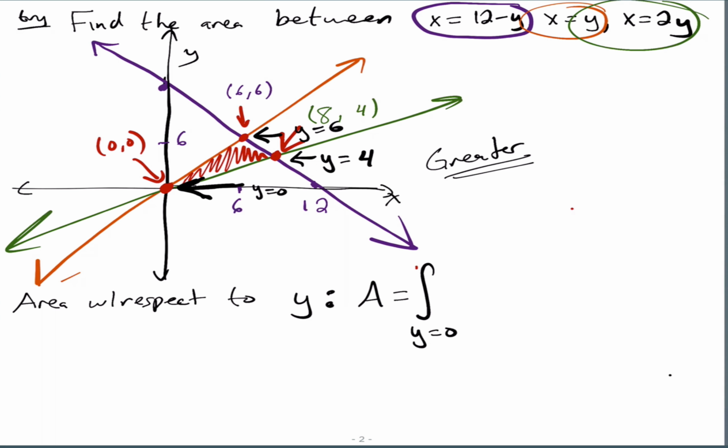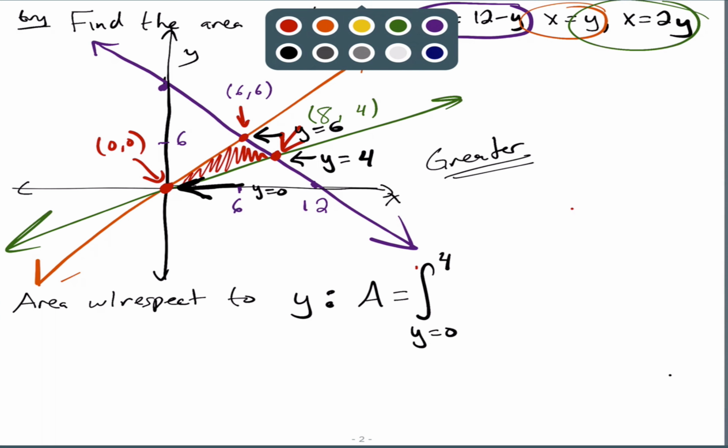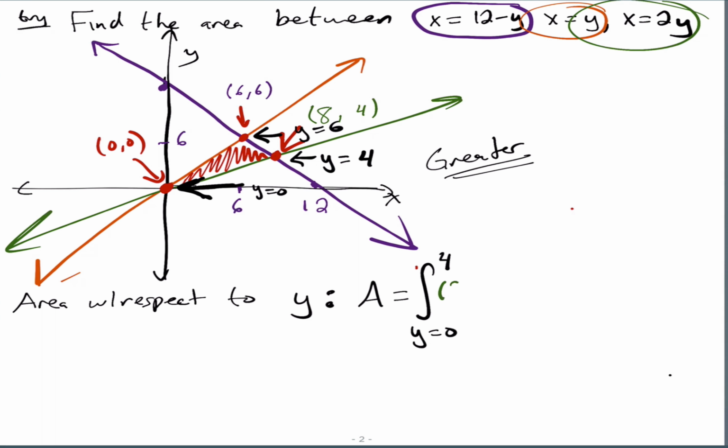So notice, to find the first section from 0 to 4, what functions am I going to subtract? X equals 2y. The greater function is the green, right? Notice the purple is not in the picture at all for that section. So from 0 to 4, I'm looking at the green function, which is 2y, minus the orange function, which is y, dy. Does that make sense? That's the first section of the area.